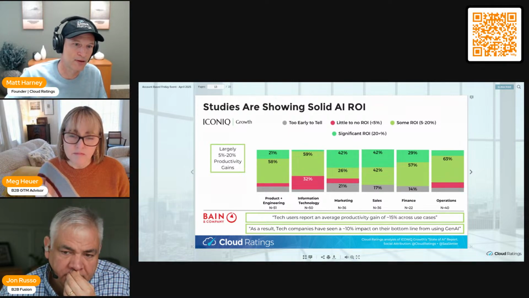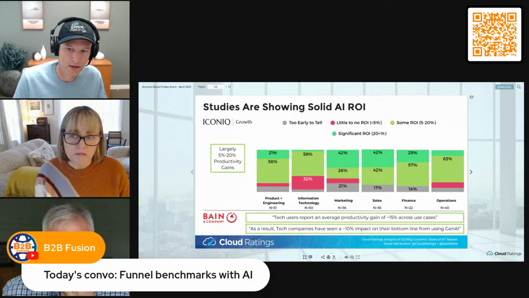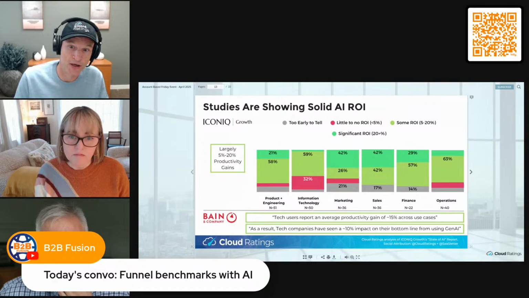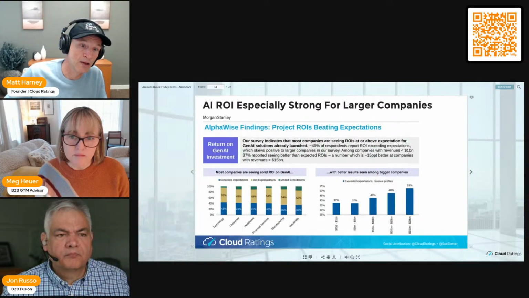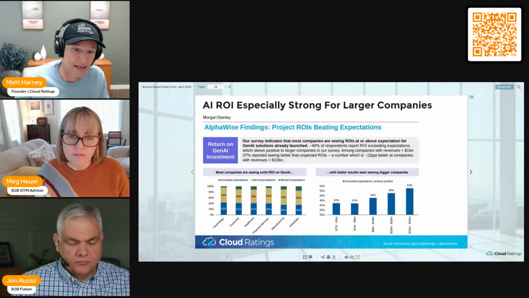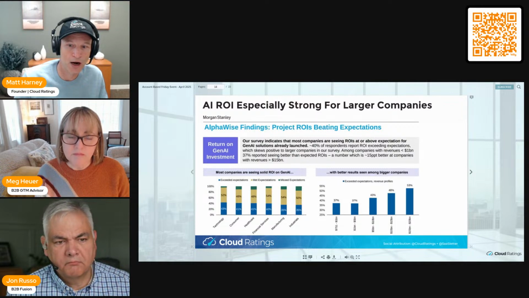Iconic Growth has shown generally 5 to 20% productivity gains. Interestingly, for this audience, marketing is one of the strongest, as well as sales. Bain has also had similar studies with 15% type gains, and that's quite meaningful. Interestingly, the gains have been the best at the largest companies, like we're talking $15 billion revenue and up.